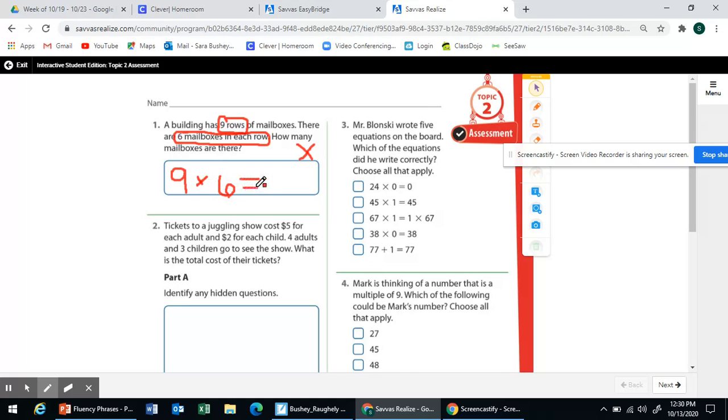But now you have to use whatever multiplication strategy you are comfortable with to solve this problem. 9 times 6. So you could do 9 groups of 6. You could add 9 6 times. You could do skip counting. So I'm going to give you 1 minute to answer this question using whatever strategy you are comfortable with.